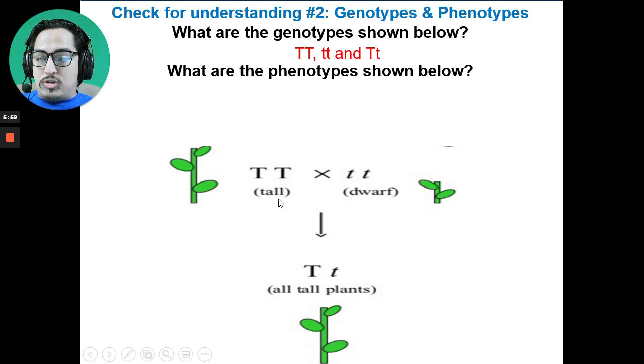There's tall, and then there's dwarf. Over here it says tall again. You don't write tall again, same thing. Tall and dwarf, those are the two options. So that's what the letters mean. Okay, copy this down, moving on.